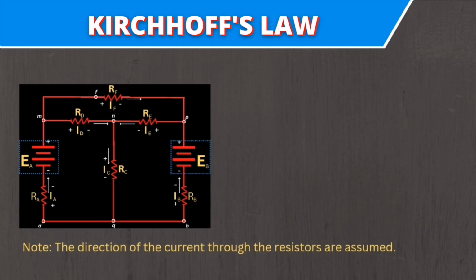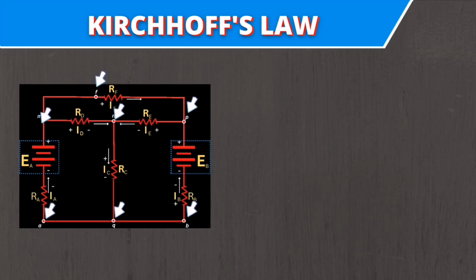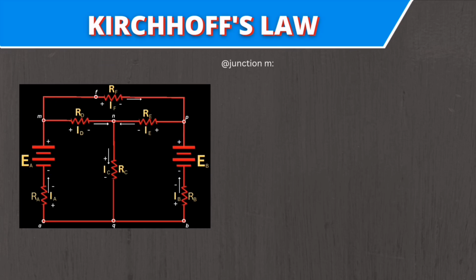Next, after we assume the direction of current or the polarity, we have to indicate junctions or points in the circuit. Right after that, we can now write the current equations. Now we apply the current law. Current entering a junction is equal to the sum of current leaving the junction. So at junction M, I sub A minus I sub D minus I sub F, which is equal to 0, or I sub A is equal to I sub D plus I sub F.